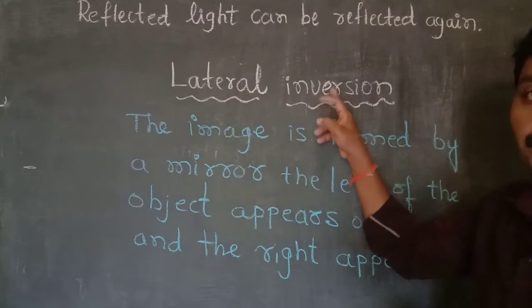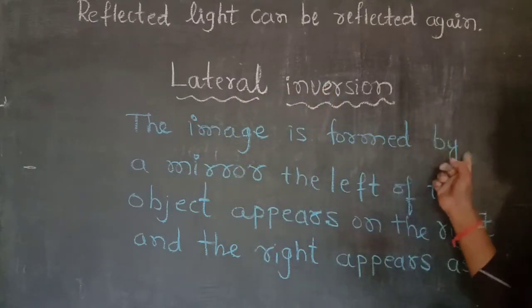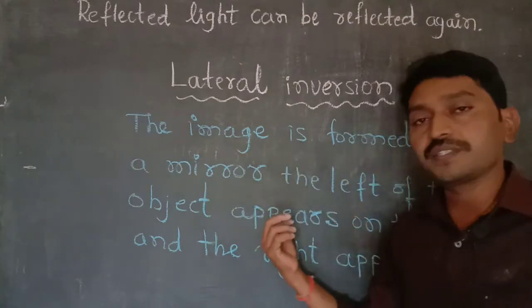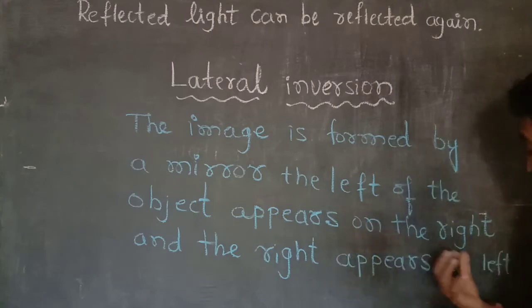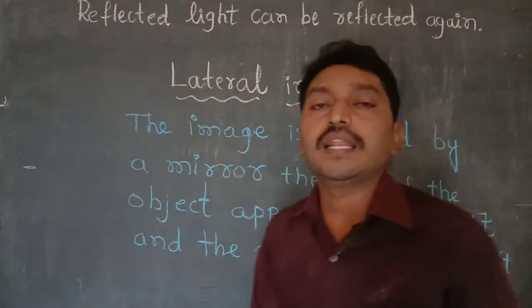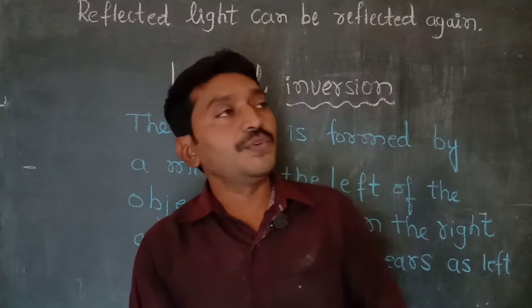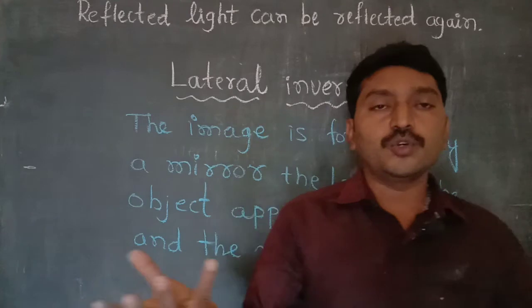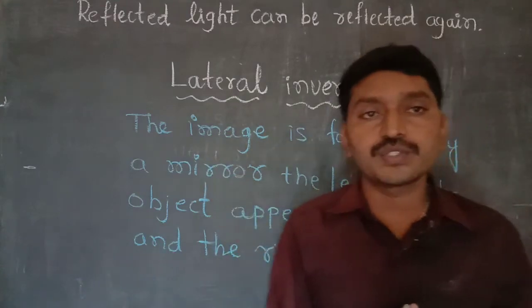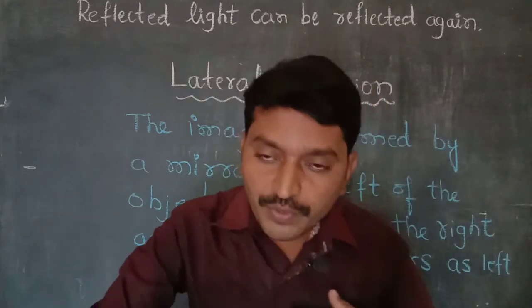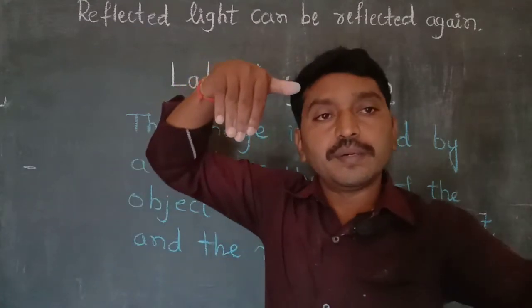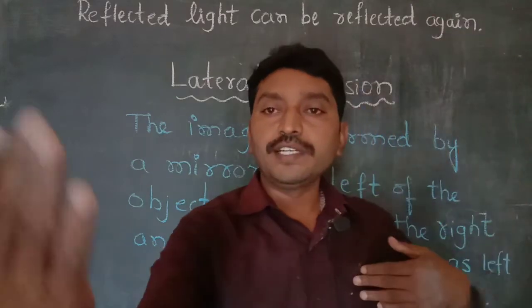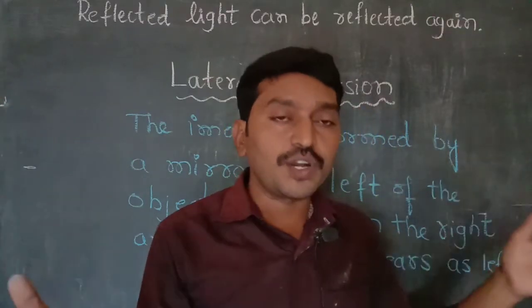Lateral inversion. In the image formed by a mirror, the left of the object appears as right, or the right appears as left. It is called lateral inversion. If you still need clarification, just do this activity at your house by using a mirror. If you lift the right hand, the mirror shows the left, and if you lift the left, it shows the right hand. This is called what?